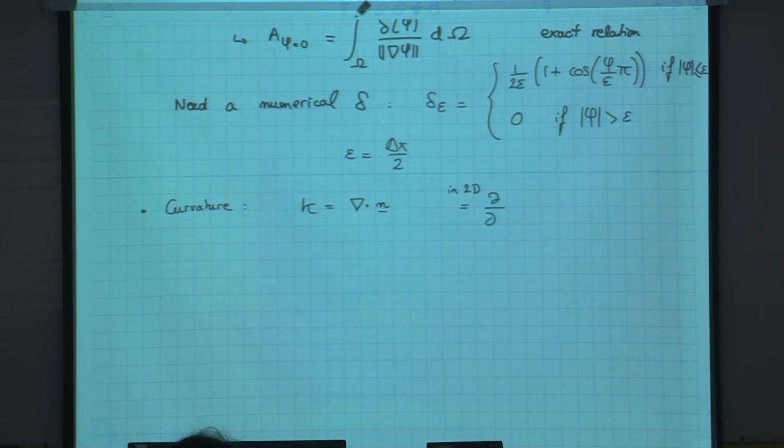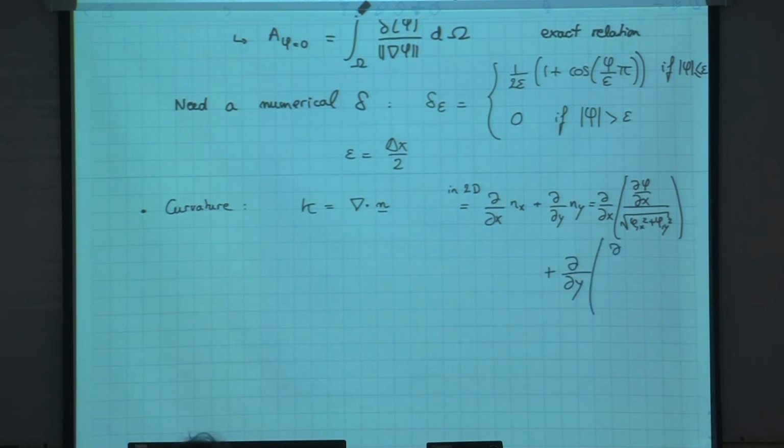this is d dx of nx plus d dy of ny, which becomes d dx of, well, a pretty tedious expression to work with. It's going to be d phi dx over the square root of phi comma x squared plus phi comma y squared, plus the same thing in y, d dy of d phi dy normalized by the square root of phi comma x squared plus phi comma y squared. So you can carry out the derivation and obtain the expression that we implemented yesterday.